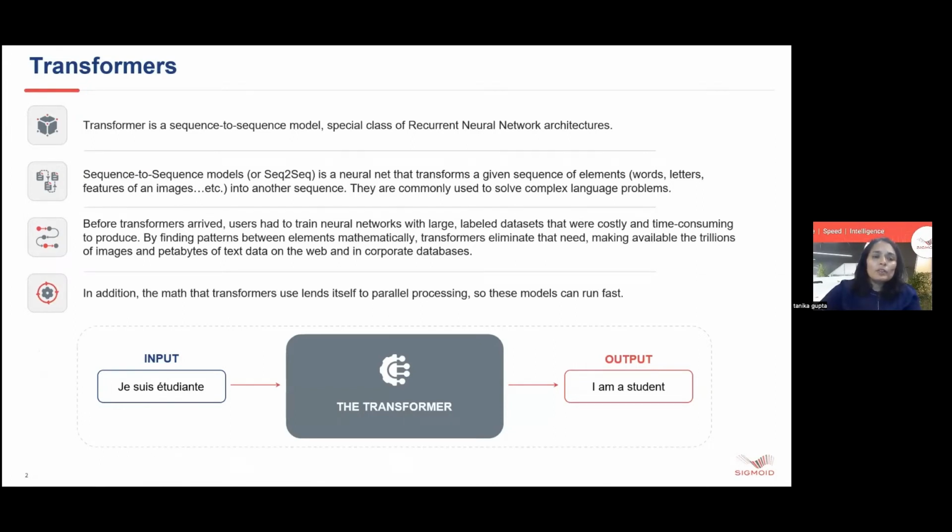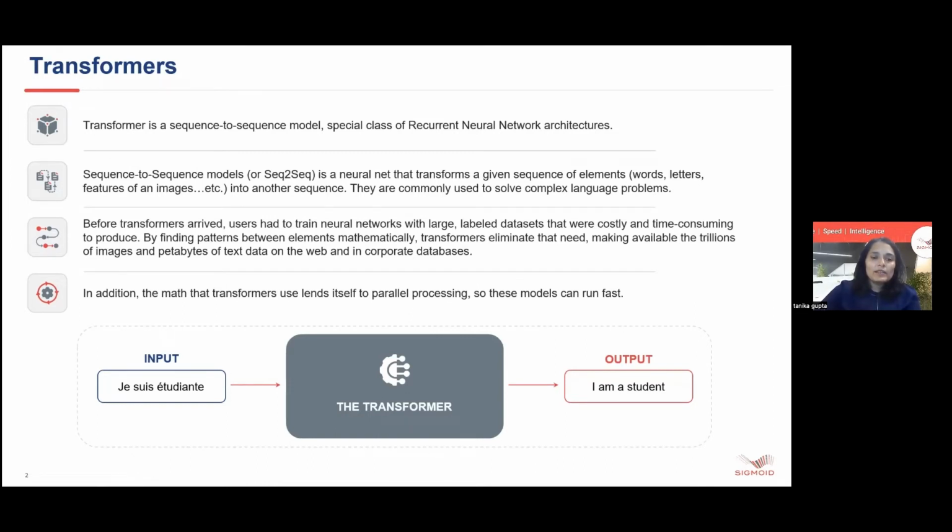Now, the biggest advantage which makes them so popular these days is that we don't need to have any labeled data set. If you think about any neural network, the main challenge we have is that the data has to be annotated and labeled, but that is not the case with transformers. And another important advantage is that it leads to parallel processing, which makes it run faster than any other technique.